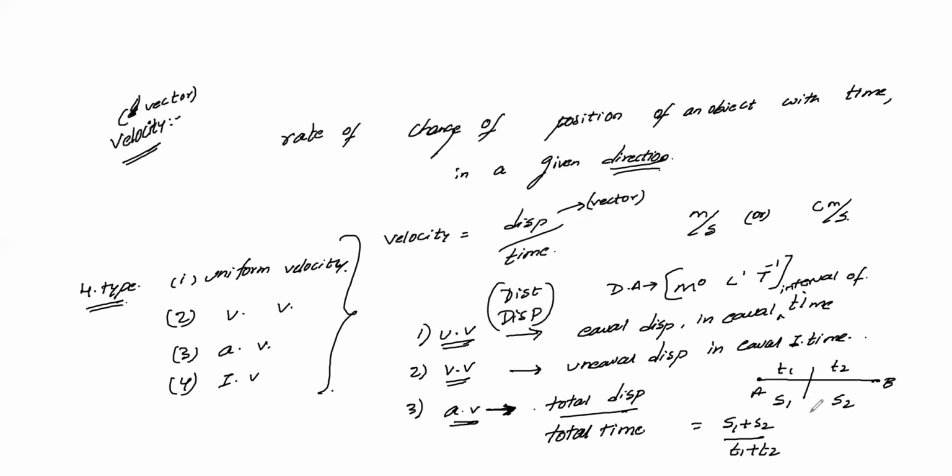Or else I'll take the velocities as v1 and v2. So the average velocity can be written as v1 plus v2 divided by 2. That is the average velocity, right? Clear? Any doubt so far? Yes, sir. No, sir. Okay, good.